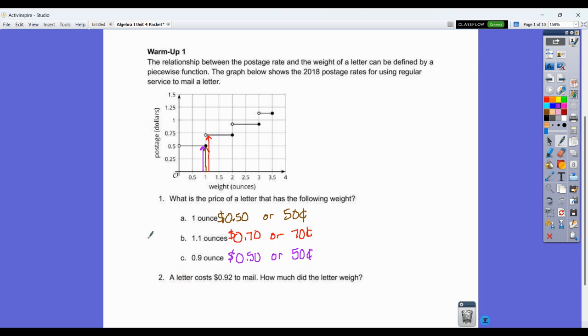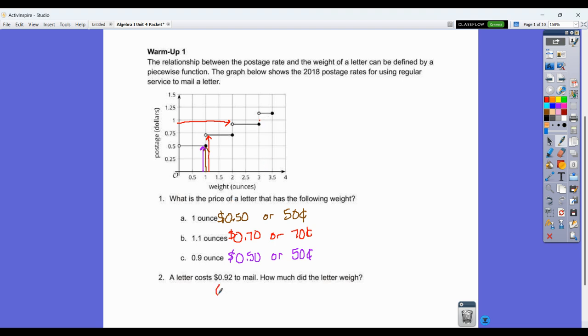Okay. A letter costs 92 cents to mail. How much does the letter weigh? So if I come up here and find 92 cents, it's going to be somewhere below this one. So it's got to be this piece over here. And weight of that is actually going to have to be an interval. So we're going to have to say somewhere between 2 and 3, and it's inclusive of 3. So that's the one that's filled in there.